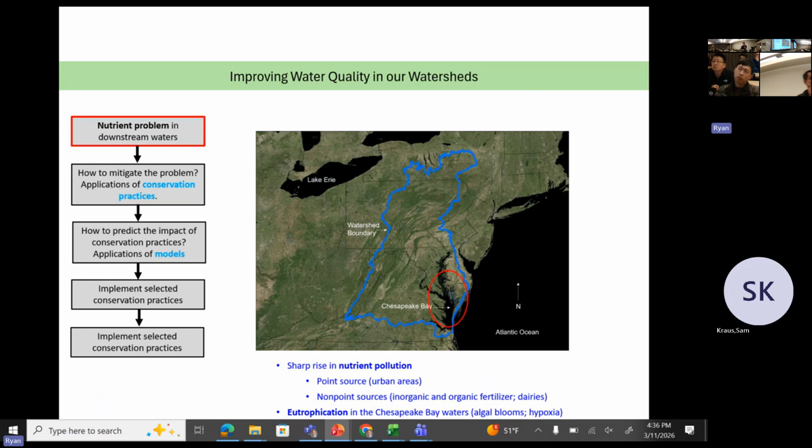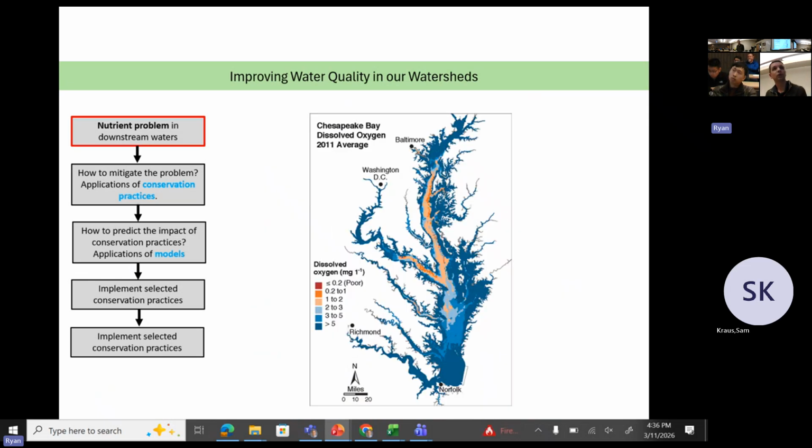I'd like to focus on the Chesapeake Bay watershed. This has been in the news a lot, actually for decades, because of eutrophication that happens in the Chesapeake Bay because it's draining this big agricultural area, with nutrients from point sources and non-point sources, right? Inorganic and organic fertilizer and dairies, and that results in algal blooms and eutrophication in the Chesapeake Bay. You have these dead zones that happen because of lack of oxygen as it gets consumed by dying bacteria and microbes. And so this is the problem that the scientists are trying to figure out how to solve.